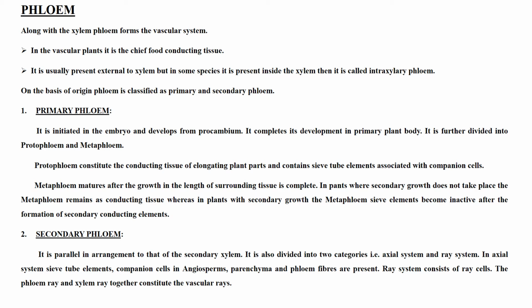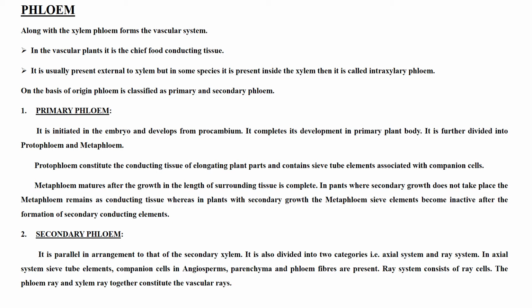On the basis of origin, phloem is classified as primary and secondary phloem, just like the xylem, which is also classified as primary xylem and secondary xylem. Primary phloem is initiated in the embryo and develops from procambium. Procambium is the meristematic tissue of the embryo, and primary phloem completes its development in the primary plant body. It is further subdivided into protophloem and metaphloem.